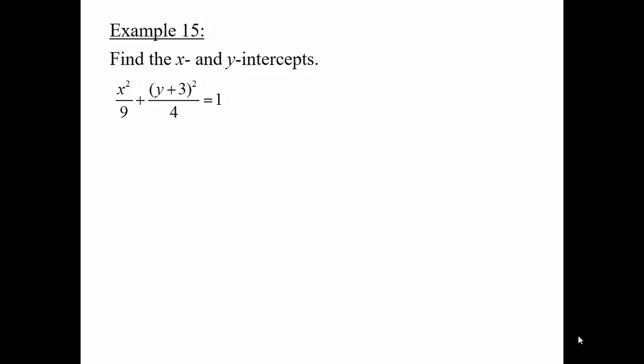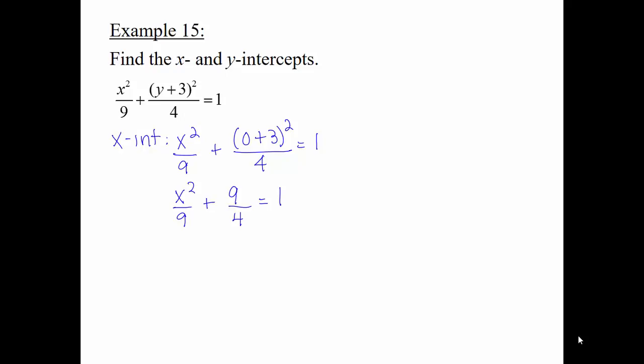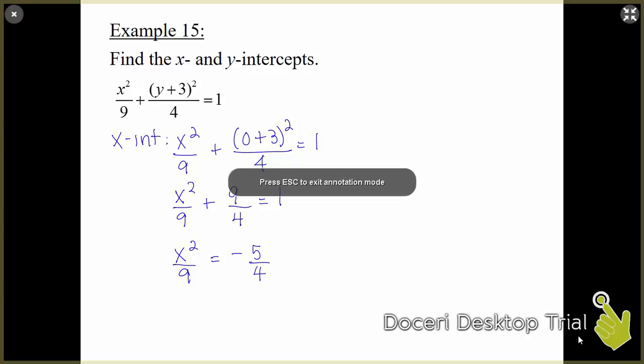Okay. Now this is a little trickier maybe, but still doable. X-intercept, you make your y equal 0. So you have x squared plus 9 is equal to 0 plus 3, or 3 squared over 4 equals 1. X squared plus 9/4 is equal to 1. X squared is equal to negative 5/4. Where did that come from, you may ask?